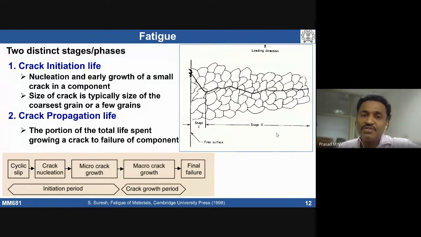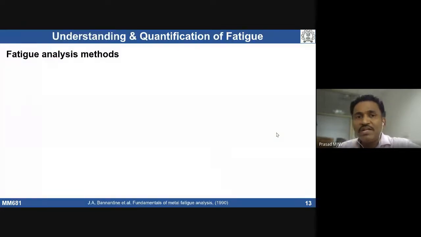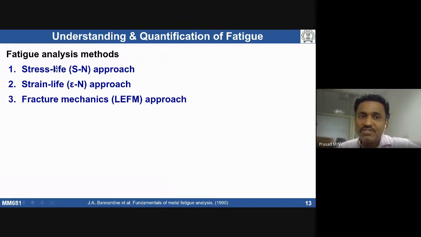Okay, so in order to understand the fatigue behavior of a material, the analysis is done by three different means. One is called the stress life approach, another is called the strain life approach, and the third one is the fracture mechanics approach. By using these three approaches, people try to understand the fatigue behavior of a particular selected material or a component, whatever you're talking about.